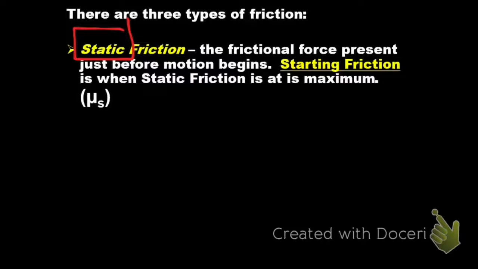Static friction is the frictional force just before motion between the two objects begins. This is like the amount of friction that you have to overcome to get an object in motion. And this is going to be abbreviated with, again, that mu with a subscript s to represent static friction.